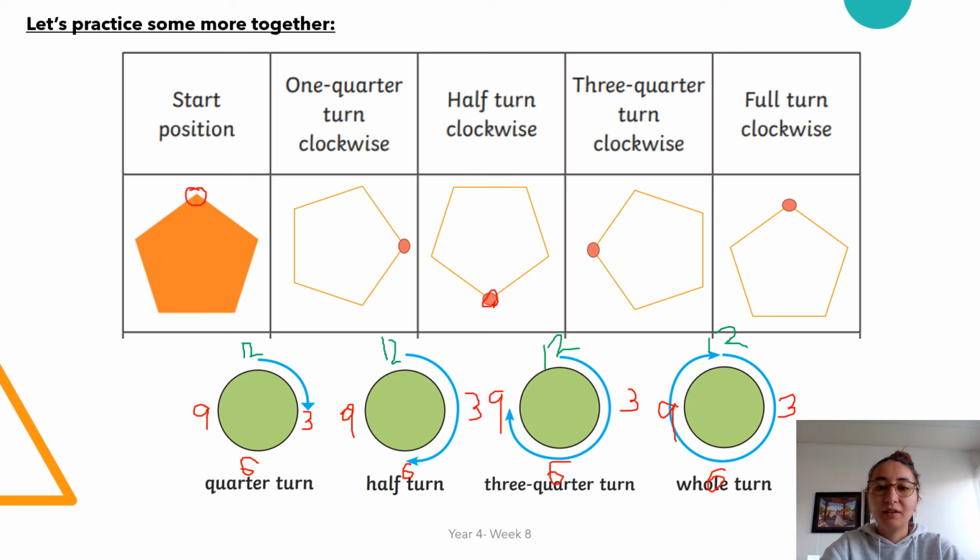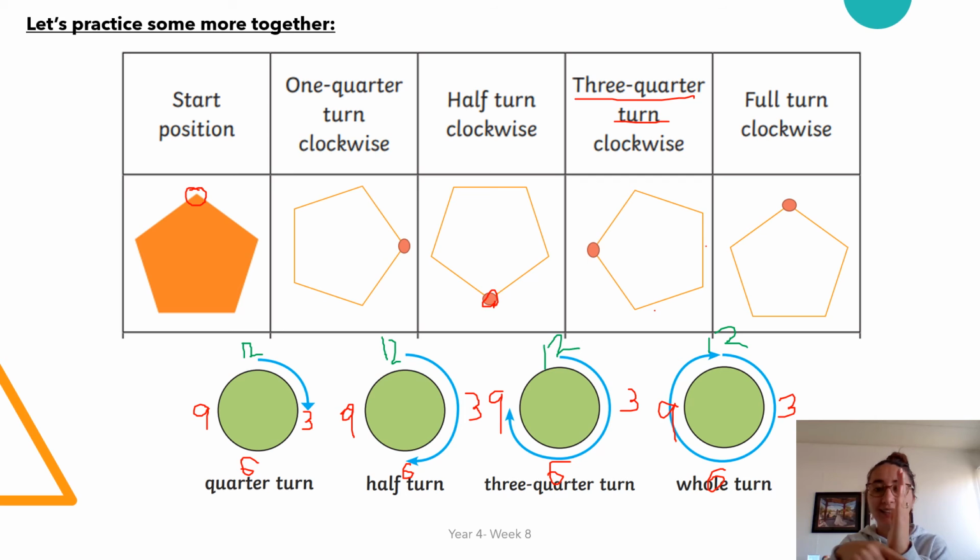Then the pentagon, if it did a 3/4 turn, okay, that means think of 3/4 of a clock. It would go like from 12, 3, 6 to 9, because from 12 to 3 is 1/4 of a circle.